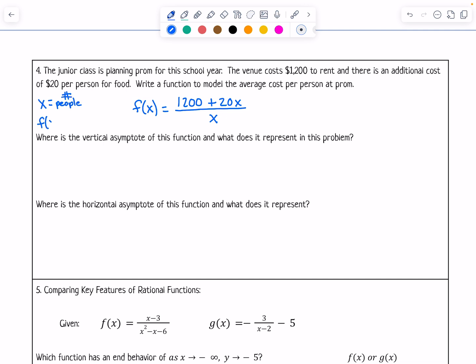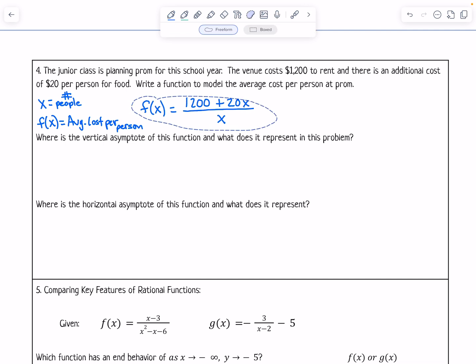So then we know x is the number of people. And then f of x would be the average cost per person, because that's what we're trying to find out. That would be our output. Let me just scoot that over a little.